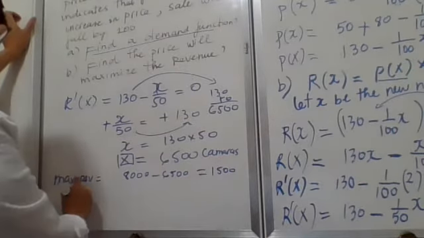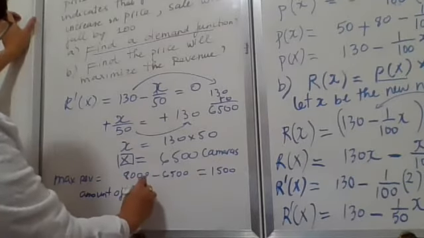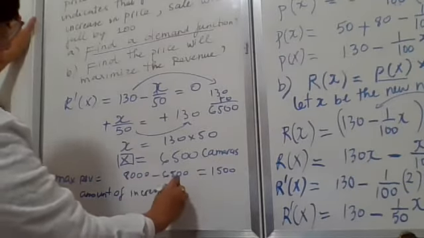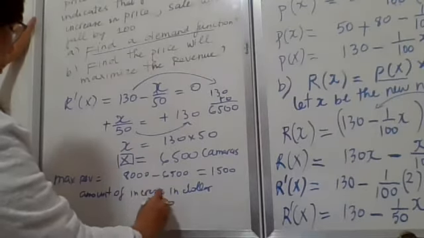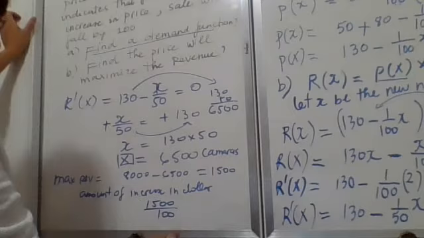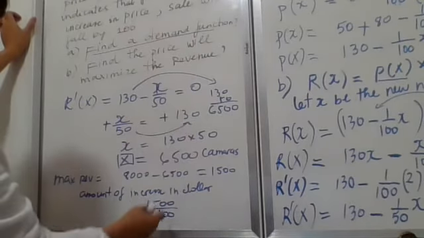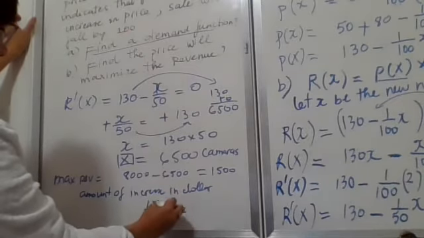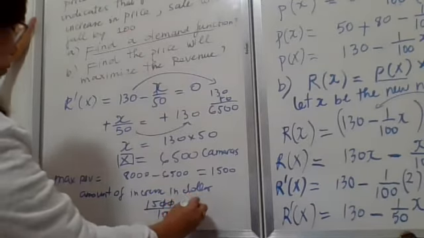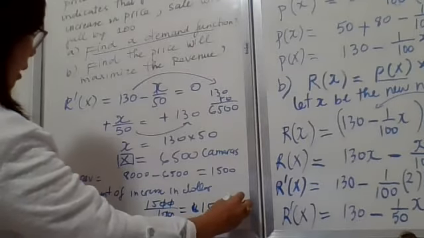And so we know the amount of increase in dollars will be what? 1,500 divided by 100, right? For each 100 cameras, there's a $1 increase. So we have 1,500 divided by 100, which is a $15 increase in price.